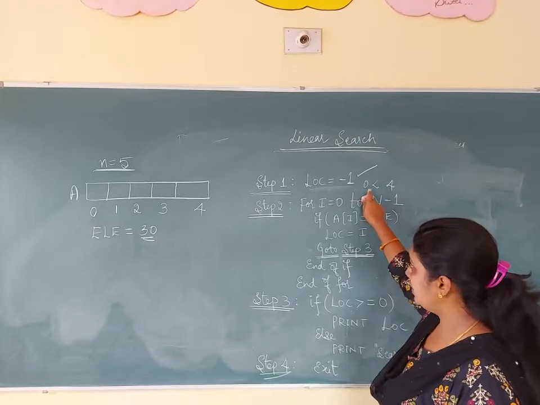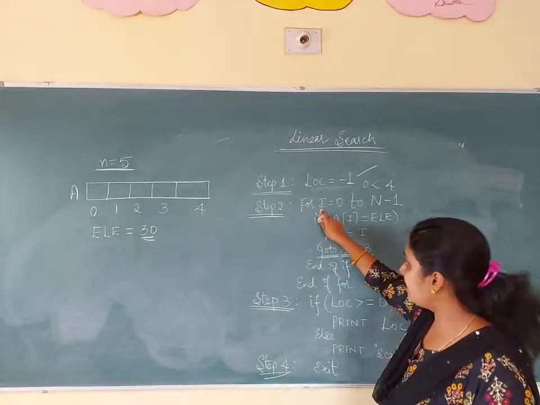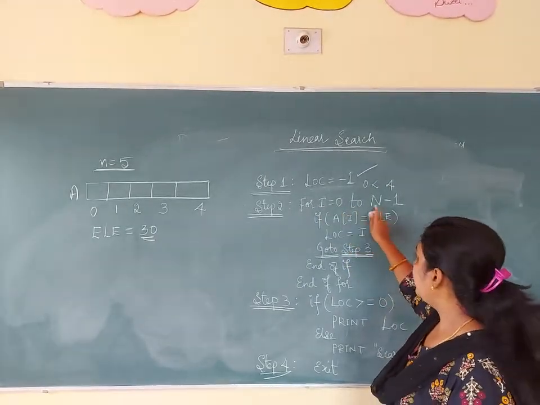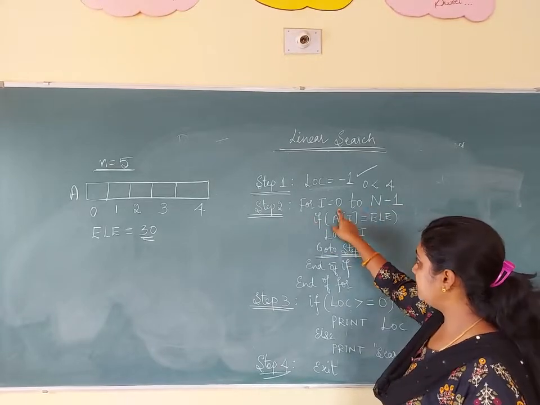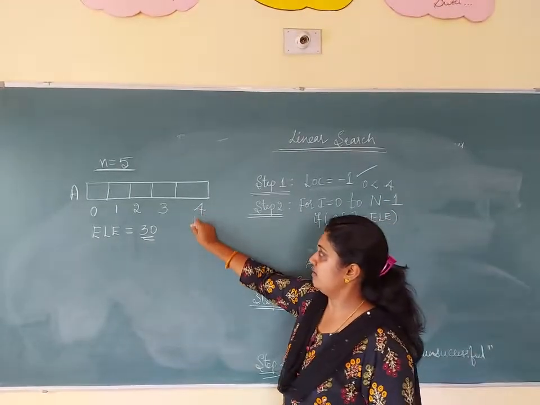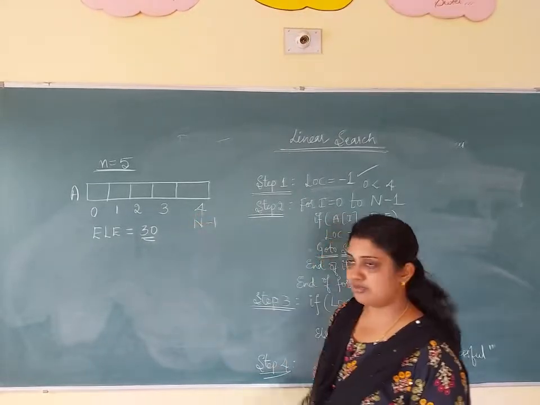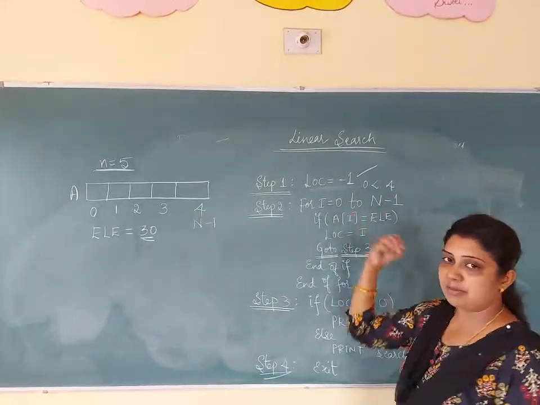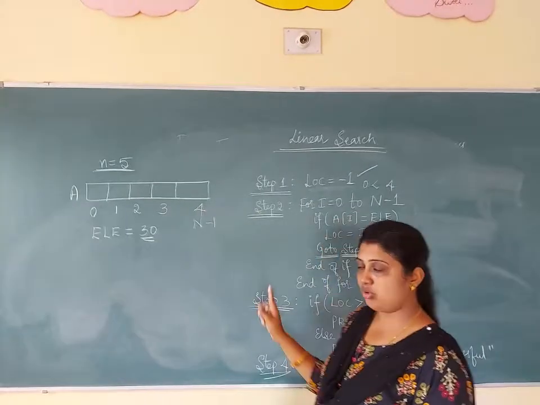How will you get 0? Already I have assigned i equals to 0 to n minus 1. Array starts from 0 and ends with n minus 1. So n minus 1 value is 4. You have to compare from 0 to 4.